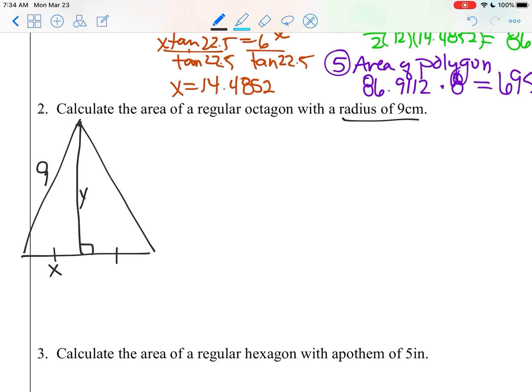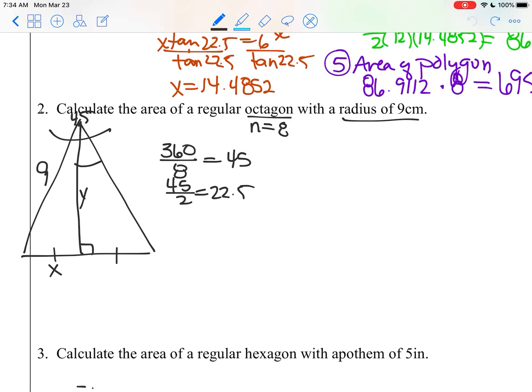Alright, so the first thing, we got to find the angle at the top. So for an octagon, n is equal to 8. So we start by taking 360 divided by 8, and it's 45. That gives us the large angle. And then we're going to divide that by 2. Alright. So now that angle's 22.5.